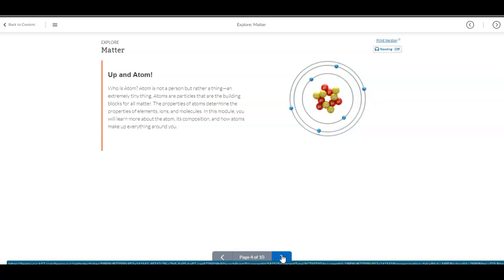So, up next, the atom. Who is Atom? Atom is not a person, but rather a thing, an extremely tiny thing. Atoms are particles that are the building blocks for all matter. The properties of atoms determine the properties of elements, ions, and molecules. In this module, you will learn more about the atom, its composition, and how atoms make up everything around you.